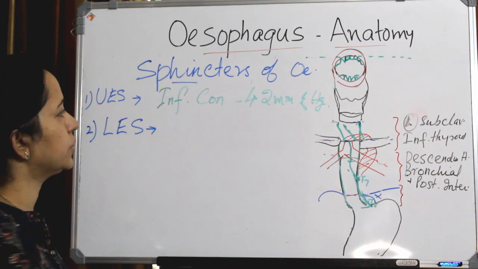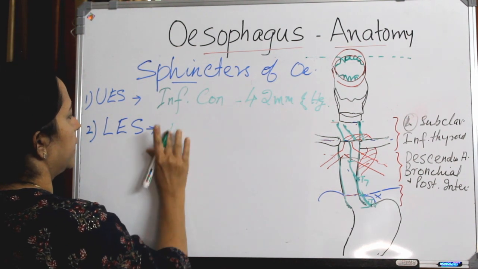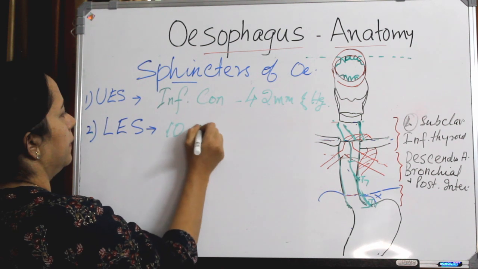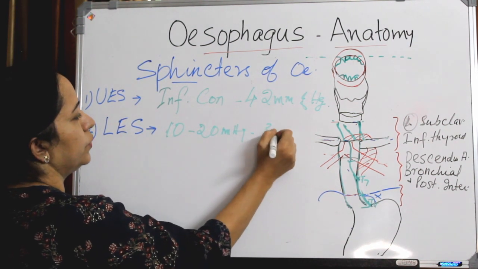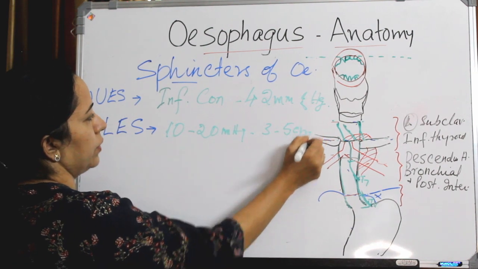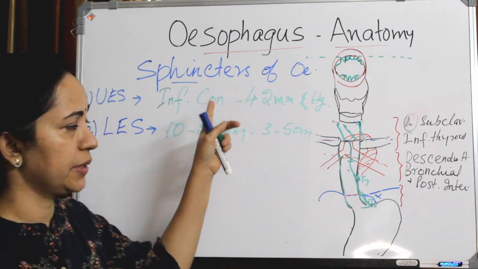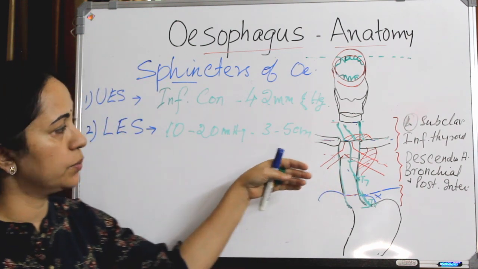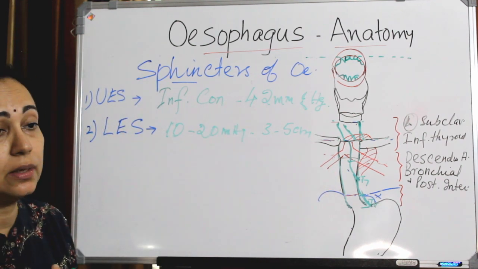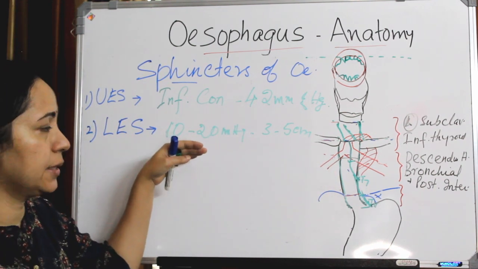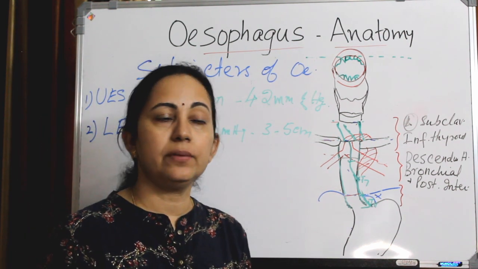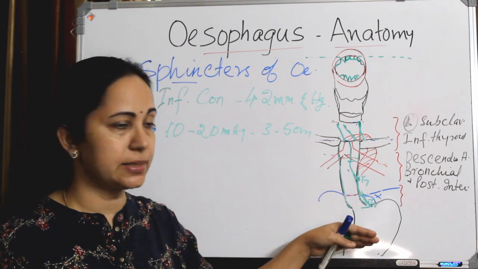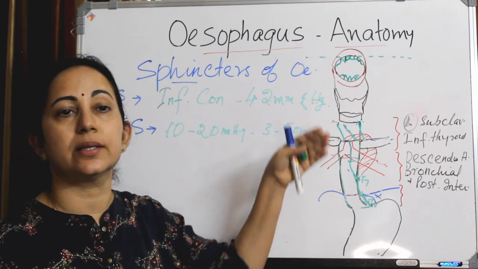It has a resting tone of around 10 to 20 millimeters of mercury, and it is around 3 to 5 centimeters long. The upper esophageal sphincter is 2.5 to 4.5 centimeters; the lower is almost the same, 3 to 5 centimeters, with a basal resting tone less than that of the upper esophageal sphincter. The main function is prevention of reflux of gastric content into the esophagus.